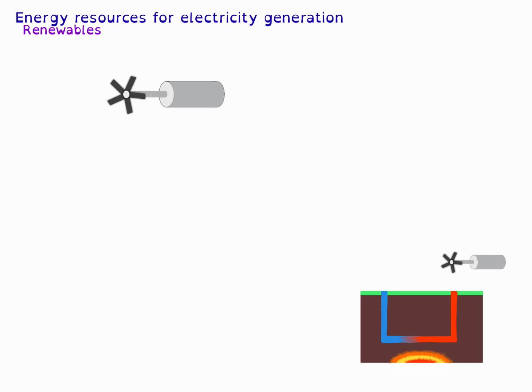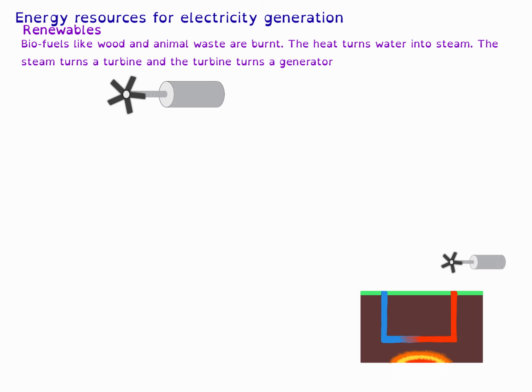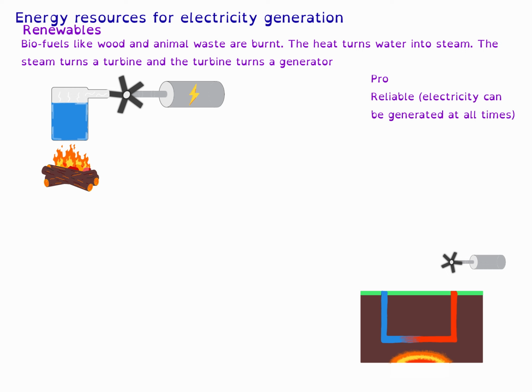Let's move on to renewables. Biofuels like wood and animal waste are burnt. The heat turns water into steam, and the steam turns a turbine, and this turbine turns a generator. The advantages, the pros, are that this is reliable. Electricity can be generated at all times. It's also considered to be carbon neutral, but this is only if the tree growth matches the tree burning.